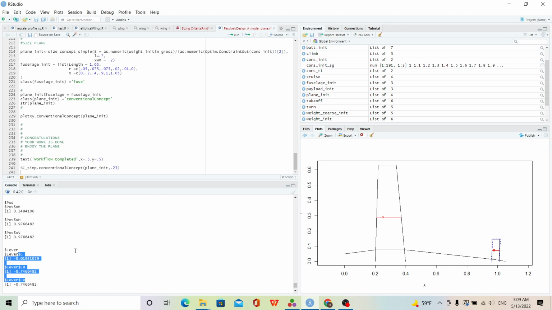These are the lever lengths, and these should give you a basic idea how the plane would handle, along with the other constraints.